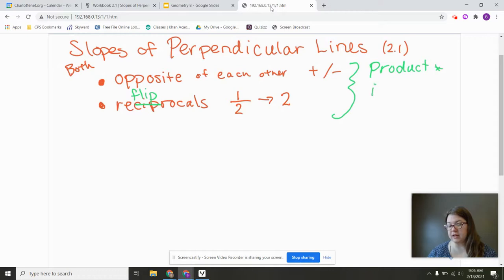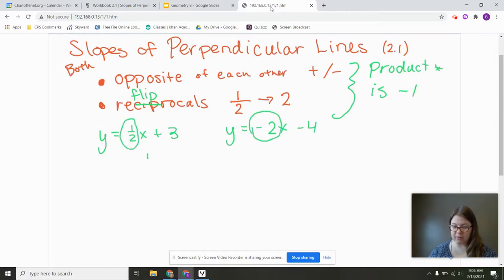the product is -1. So for example, if one equation had y is equal to 1/2 x plus 3, and the other one was y is equal to -2x minus 4, we take the slopes right here and here, and we can multiply them. 1/2 multiplied by -2, so 1 times -2 is -2. 2 times 1 is 2, and -2 divided by 2 is indeed -1.